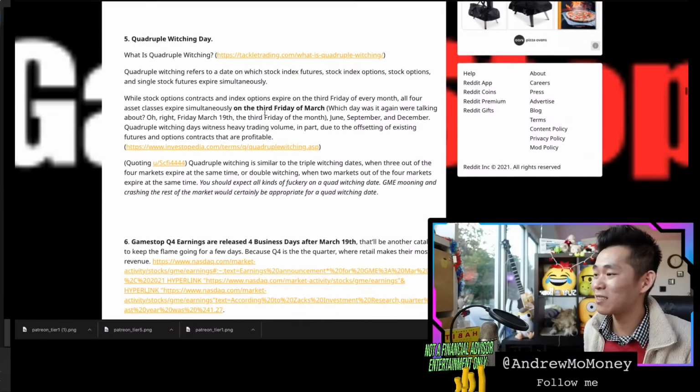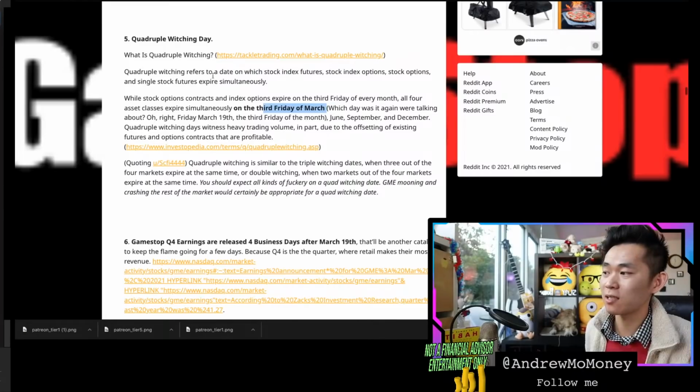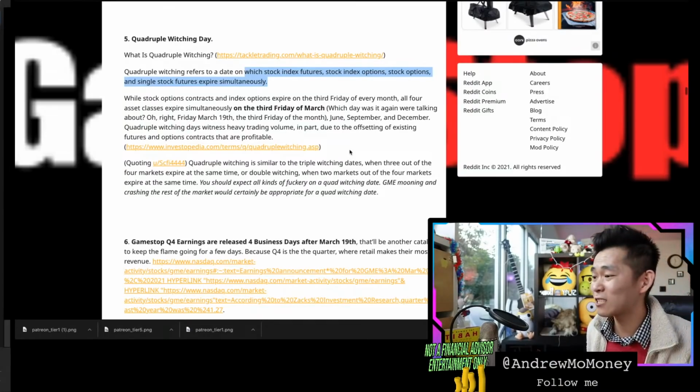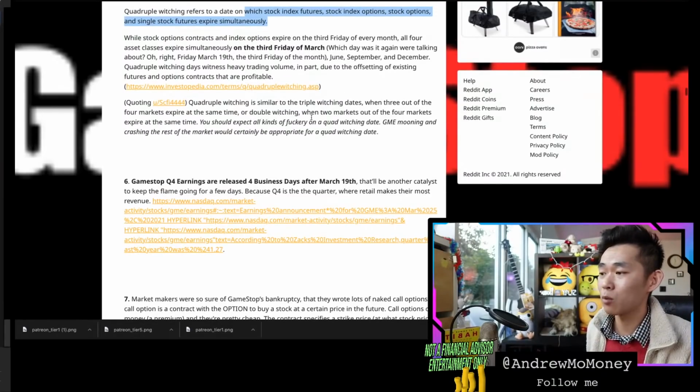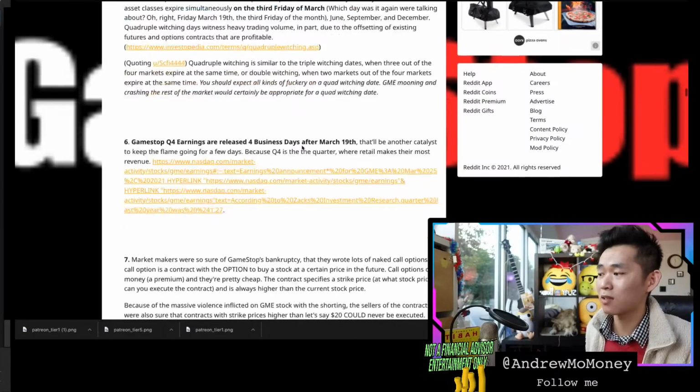March 19th is the third Friday of March, and it is a quadruple witching day, a day where stock index futures, stock index options, stock options, and single stock futures expire simultaneously, which is going to cause a lot of volume because all of these markets are expiring. Very similar to triple witching days when only three of them are expiring on the same day, and double witching where two of them are expiring on the same day.